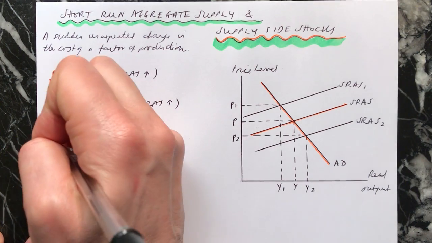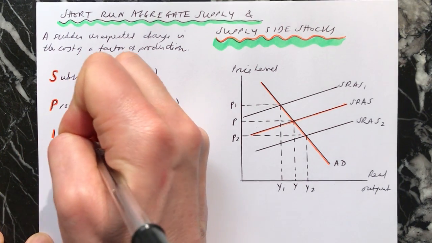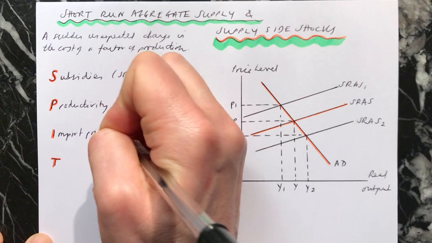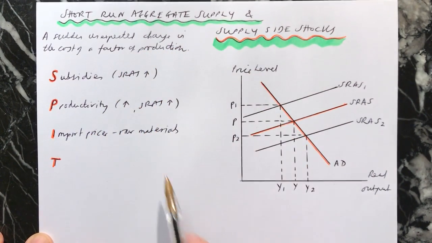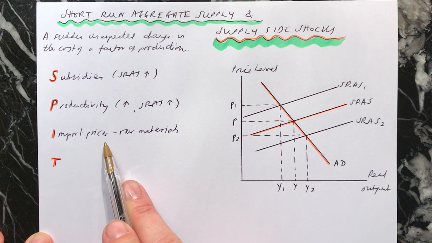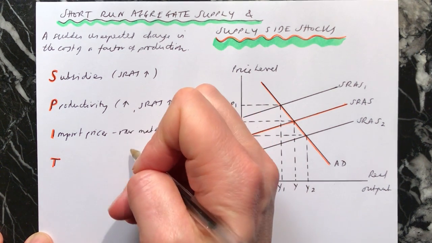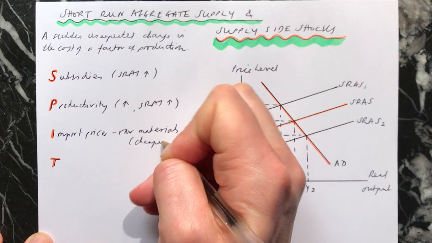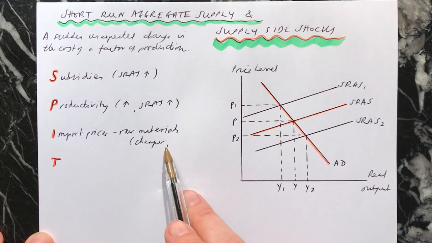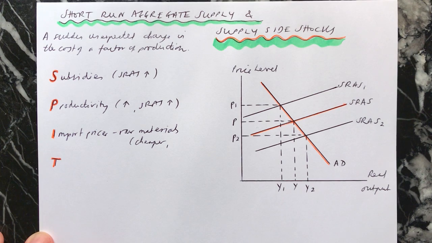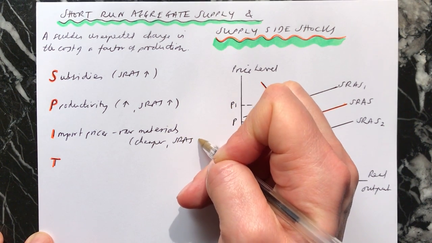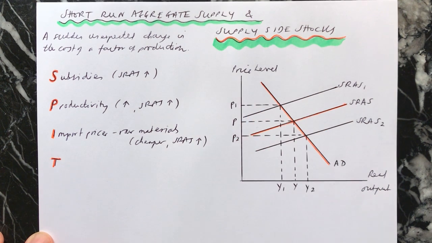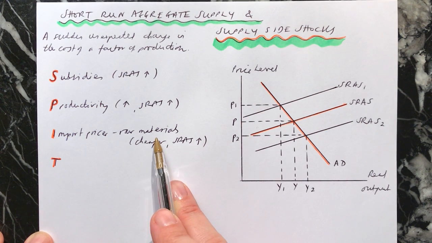The third one is your import prices, and this relates to raw materials, because if firms are importing raw materials, if these become cheaper, this will mean that the firm can buy more raw materials and they'll now be capable of producing more. So this would cause your short-run aggregate supply to increase. This might be because those raw materials, the price of them just falls.